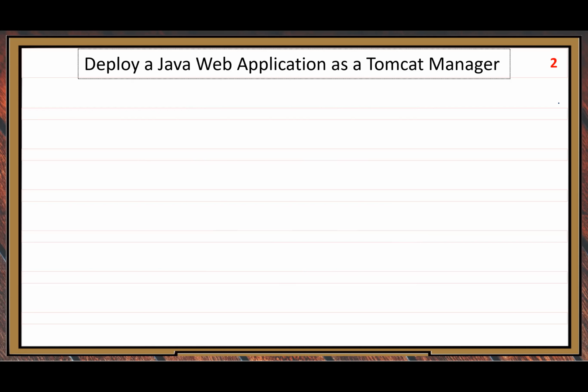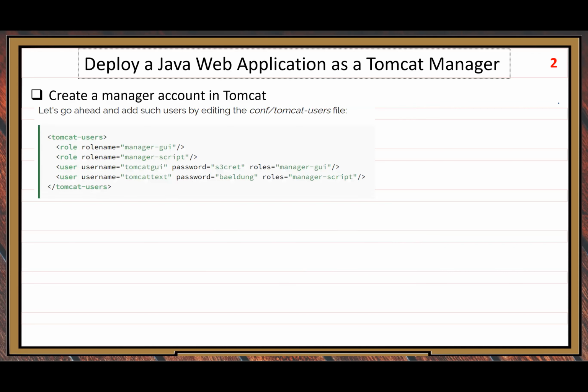There is a special role, the Tomcat manager role. In order to work as a Tomcat manager, the first thing we need to do is create a manager account in Tomcat. To do that, we add this special configuration file. Remember in the previous slide, I said we will use multiple XML files to do the different configurations. This is one of them.